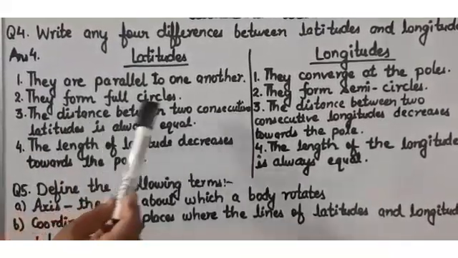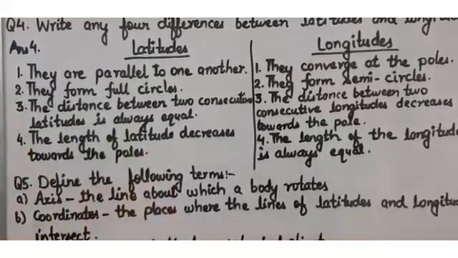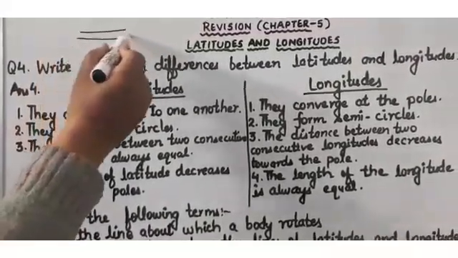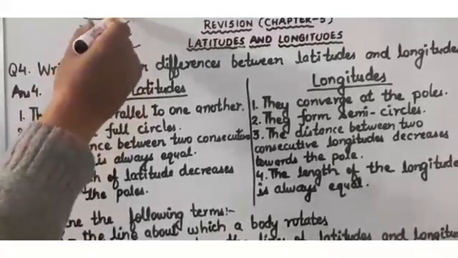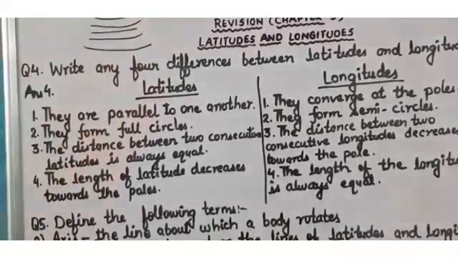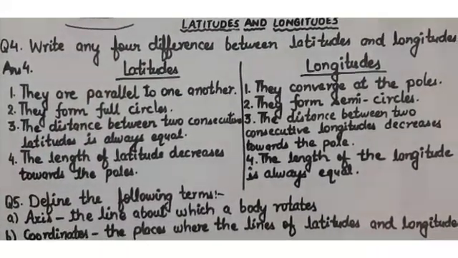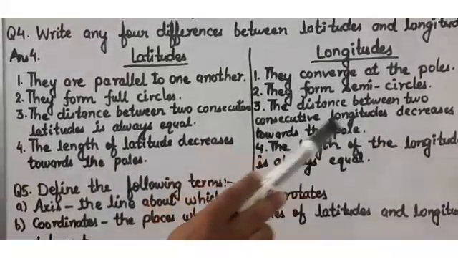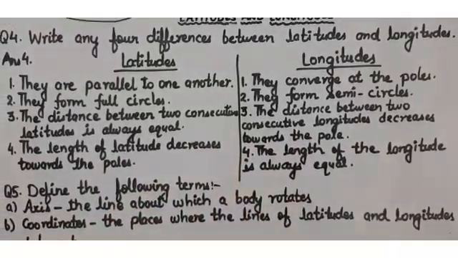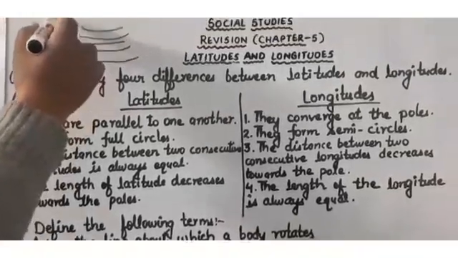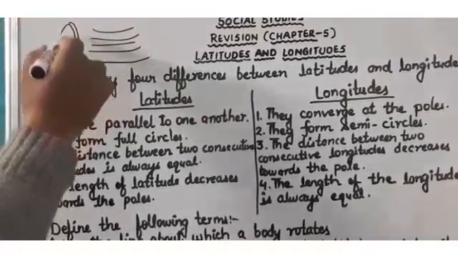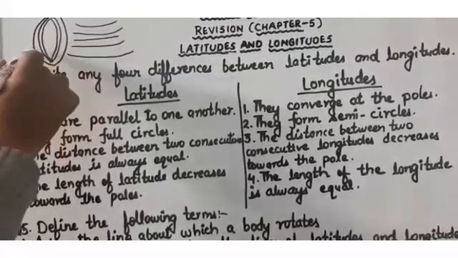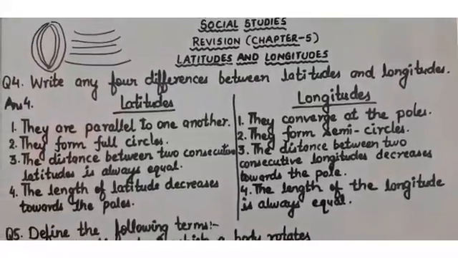Third is the distance between two consecutive latitudes. If you see the difference between two consecutive latitudes, the difference between the two latitudes will always be equal. This is not equal, which I have made, but the actual distance between two consecutive latitudes is always equal. But in case of longitude, the distance between two consecutive longitudes decreases towards the poles. When they go towards the pole, their distance decreases.